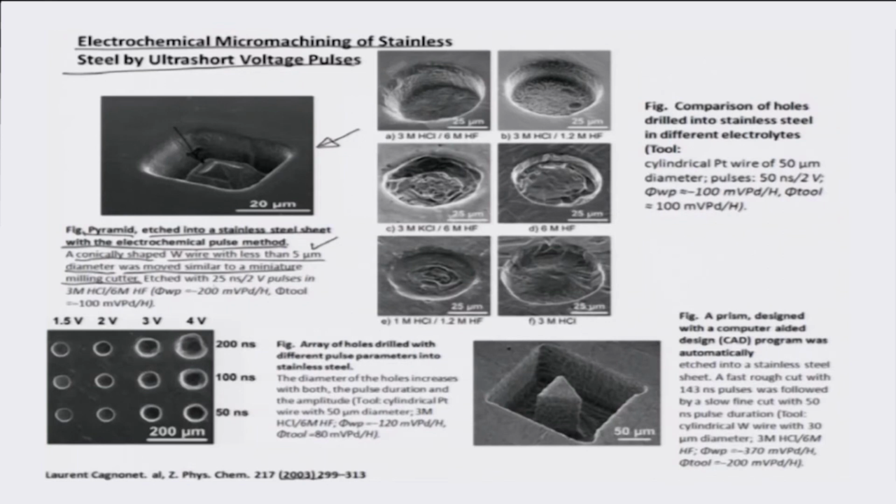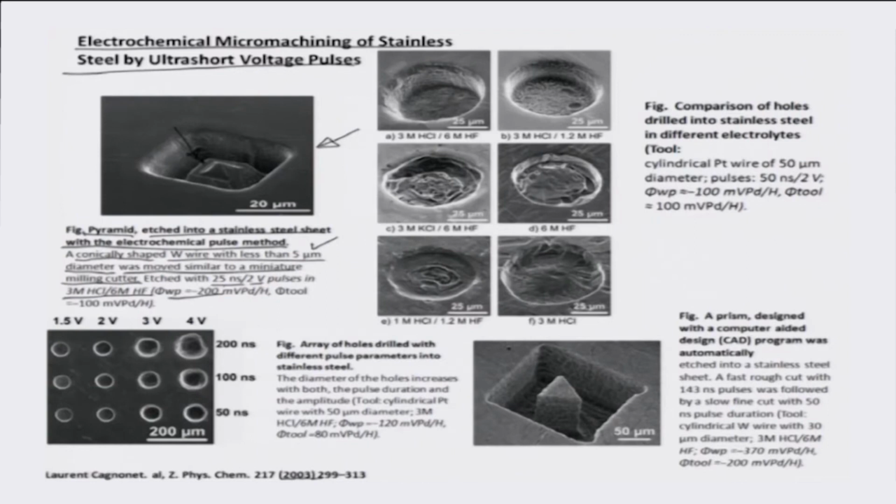There was a pulse duration of 25 nanoseconds that this group used, and the pulse value was about 2 volts. The electrolyte that was used in this case was about 3 molar HCl and a 6 molar hydrofluoric acid combination, and the independent workpiece and tool potentials were measured as minus 200 and minus 100 millivolts respectively with respect to a standard hydrogen electrode.